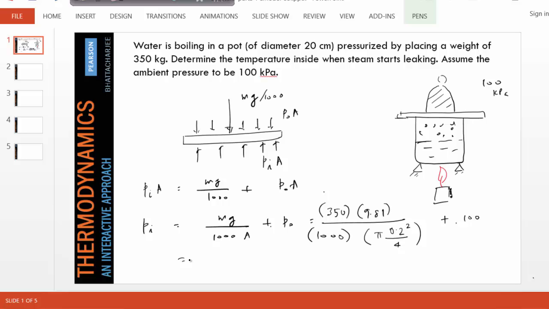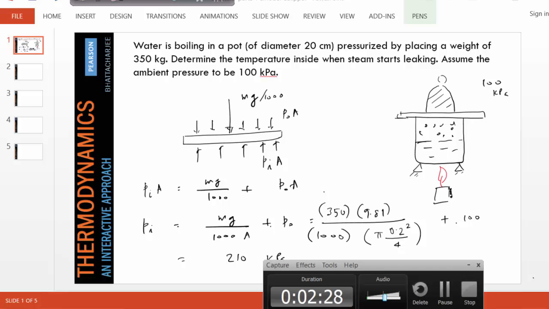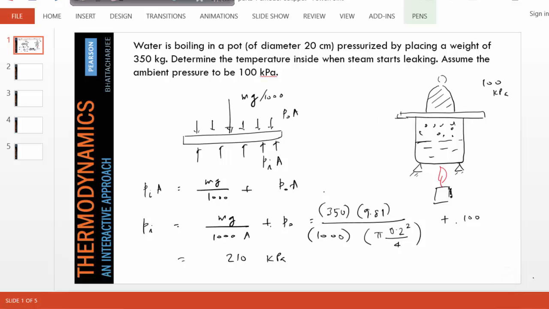If we solve this, calculate this, P, it turns out approximately, I believe, close to 210 kPa. Well, 209 to be precise. So the inside pressure might be 209 kPa when the leakage happens. At what temperature do you think we will have 209 kPa? We know any boiling water, the pressure and temperatures are connected, and the pressure must be saturation pressure at the temperature, or the temperature must be saturation temperature at the given pressure, which is 209 kPa.